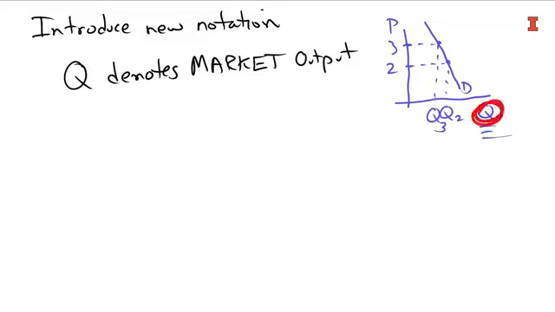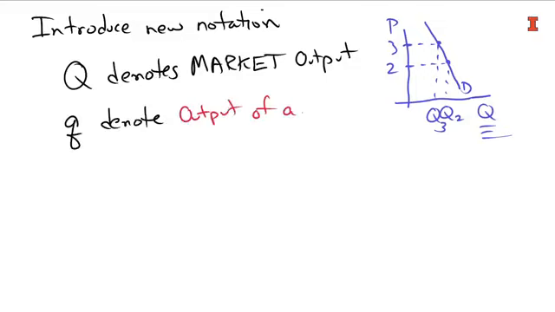Okay? We're going to introduce lowercase q, and lowercase q is going to denote the output of a single firm in the industry. In other words, we're going to think at the firm level about production decisions, knowing that we're looking at just one firm, and later we'll aggregate up those firms and we'll get the market output, capital Q. So capital Q is the sum of all the activity of the firms that are in there, and we'll have to learn a lot more about how that happens as we go forward. But today we're going to introduce lowercase q, and we're going to think about the output of an individual firm.